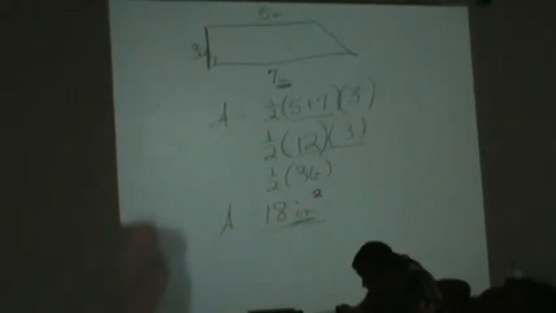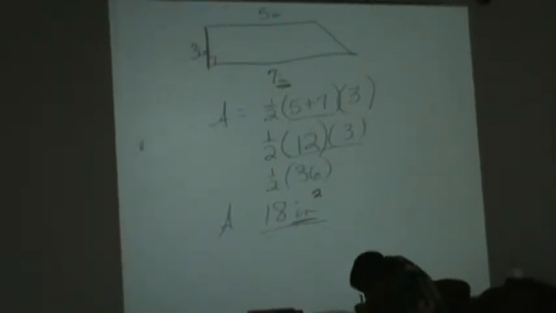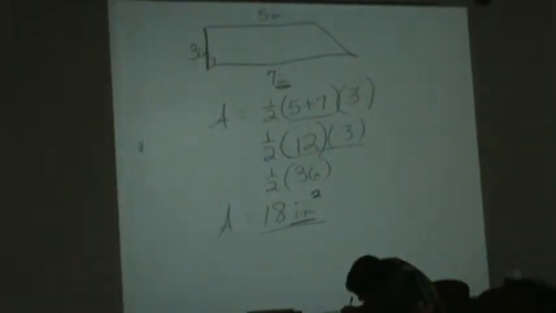Remember, area has to have squared. So don't forget to put your units on every answer. Perimeter was single, area is always squared. Okay. So just your simple areas are no problem. These will be like base times height, whatever they want to call it, side times side or base times height.